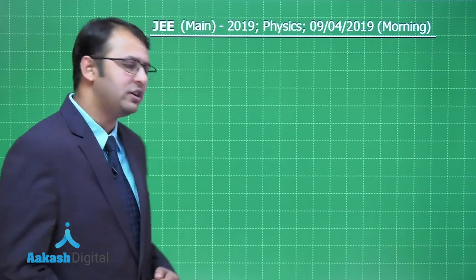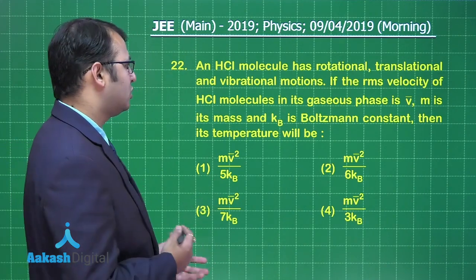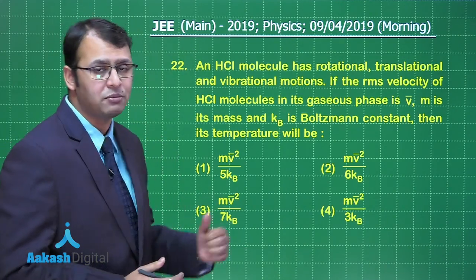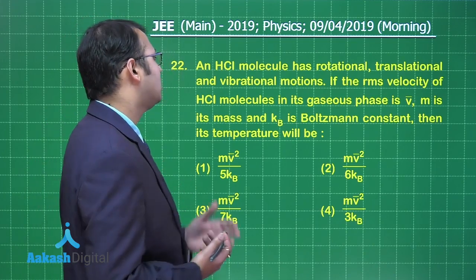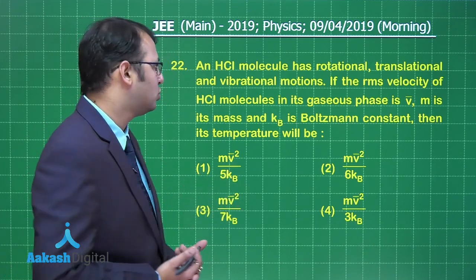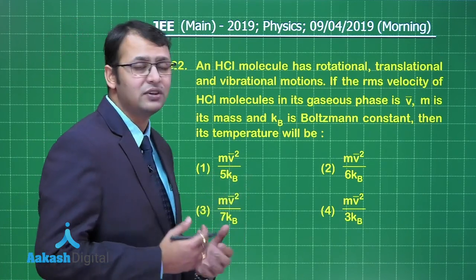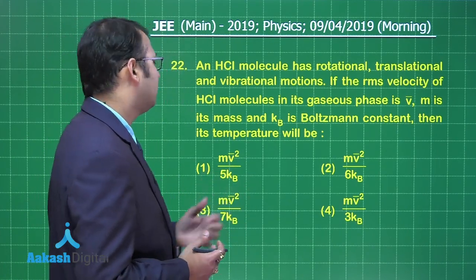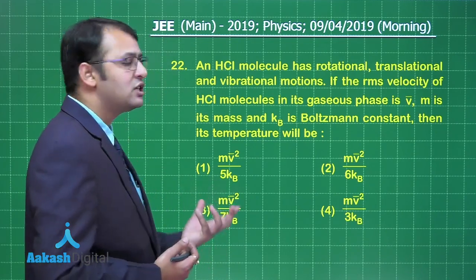Let's take our next question, that is question number 22. Now the question you see here belongs to section of heat and thermodynamics from the chapter kinetic theory of gases. An HCl molecule has rotational, translational and vibrational motions. If the RMS velocity of HCl molecule in its gaseous phase is V, m is the mass and kB is the Boltzmann constant, then its temperature will be.